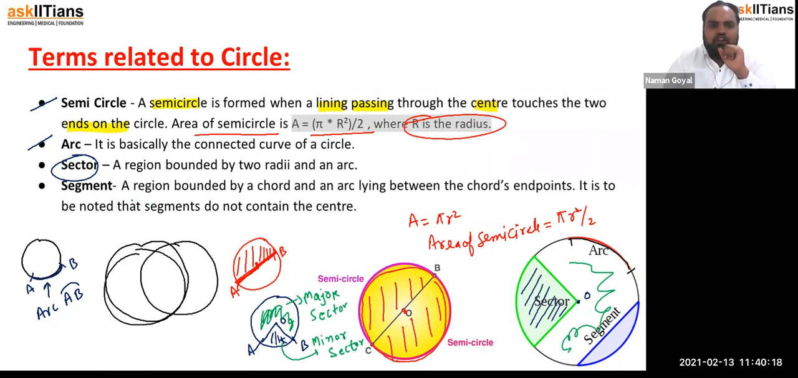Now segment is what? A region bounded by a chord. You know what is chord? If I'm talking about segment, it is a region bounded by a chord and an arc linking the chord's two end points. It is noted that the segment does not contain the center.